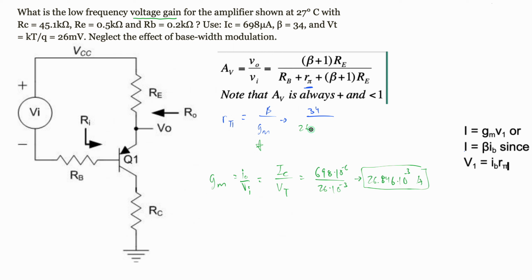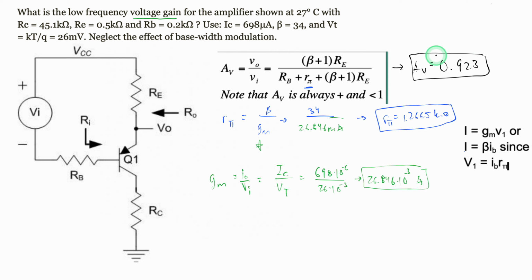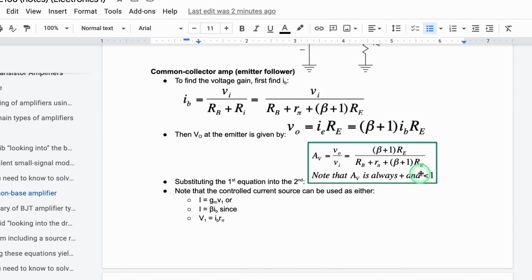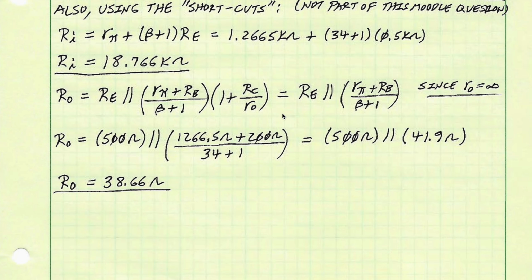So we're going to have 26.846 milliamps plugged in here. And then if we solve for this, we are going to get that our R pi is equal to approximately 1.2665, and this is in kilo ohms for our resistance. Now we're going to take this value, plug it back into our equation, plug in all of our values, and from here we should get that our AV is equal to approximately 0.923. We can see that that is a positive value, but it is also still less than 1, like our rule is right here.